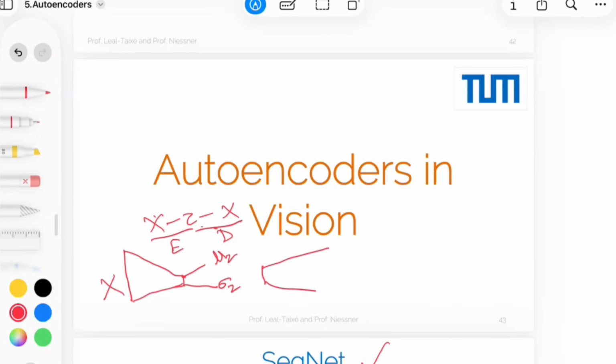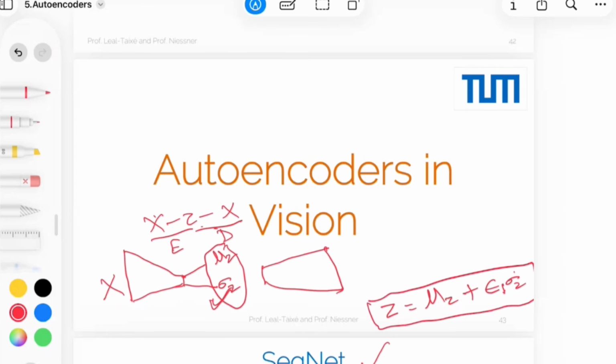Then I'm having the decoder. I'll sample from this, so you know the formula. I'll make the Z from this: mu Z plus epsilon times sigma, or maybe the standard deviation, which is the root of the variance if I'm taking that as variance. This is a very standard formula. So I'll make Z from this distribution, give that Z to the decoder, and the decoder will generate the same X dash.